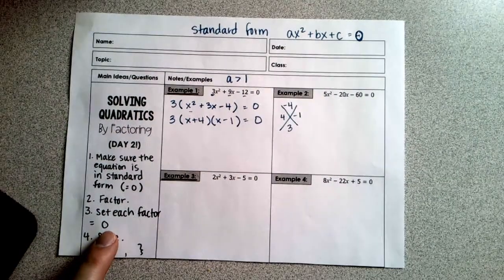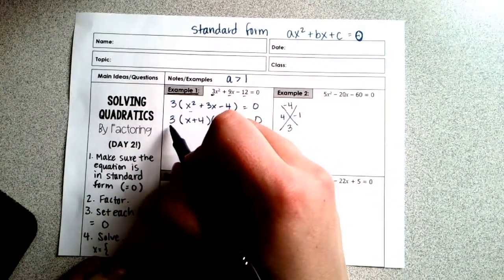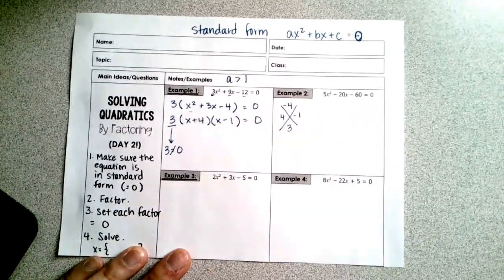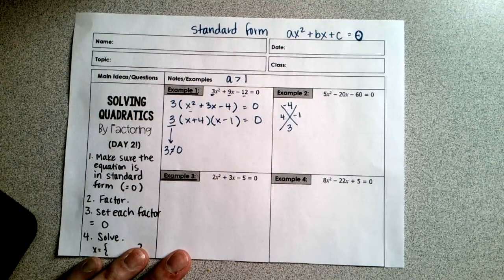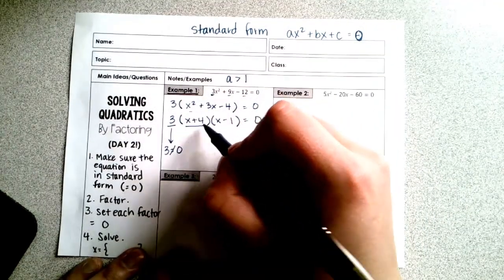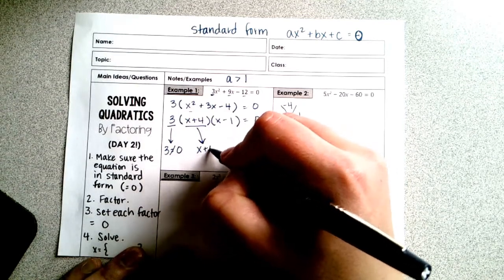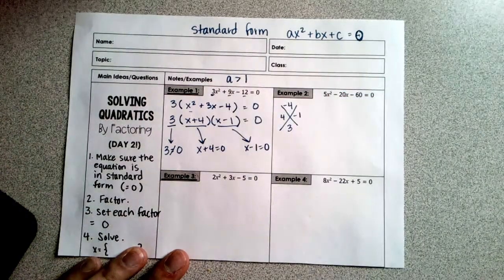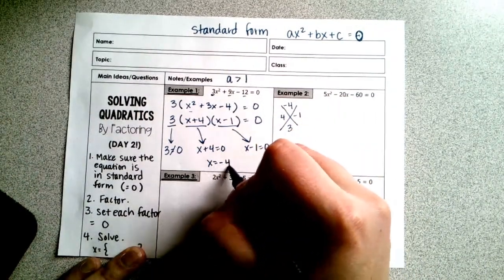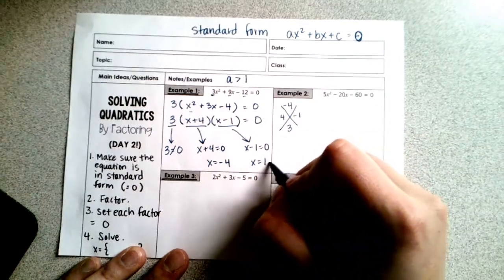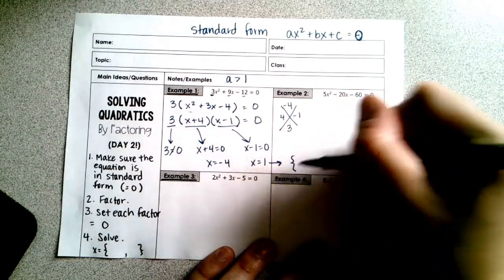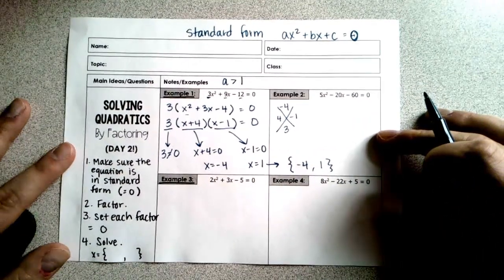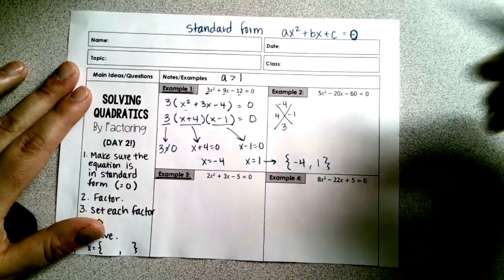Step 3 is we need to take each factor and set it equal to 0. So the 3 does count. So we have 3 equals 0, but we know 3 doesn't equal 0. So that basically gives us no information about x. Then our next one, x plus 4 equals 0. And our last one, x minus 1 equals 0. If we solve each of those, we get x equals negative 4 and x equals 1. And again, on your online homework, it's going to have you write that as a list with commas in between. Alright, so that's our first problem with an a value greater than 1.